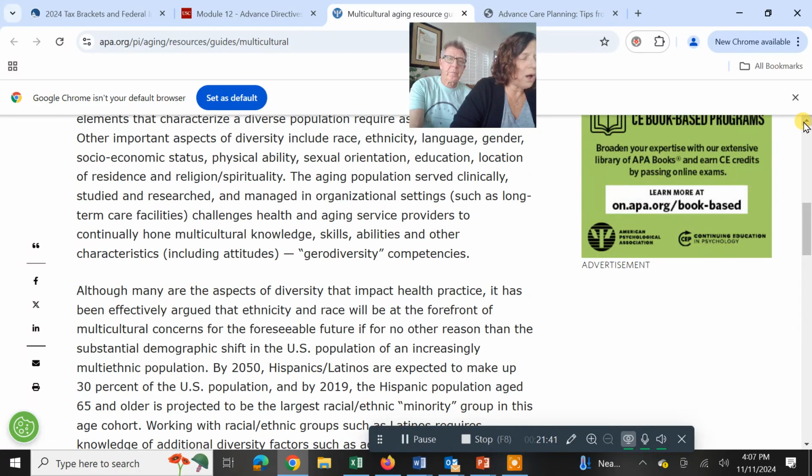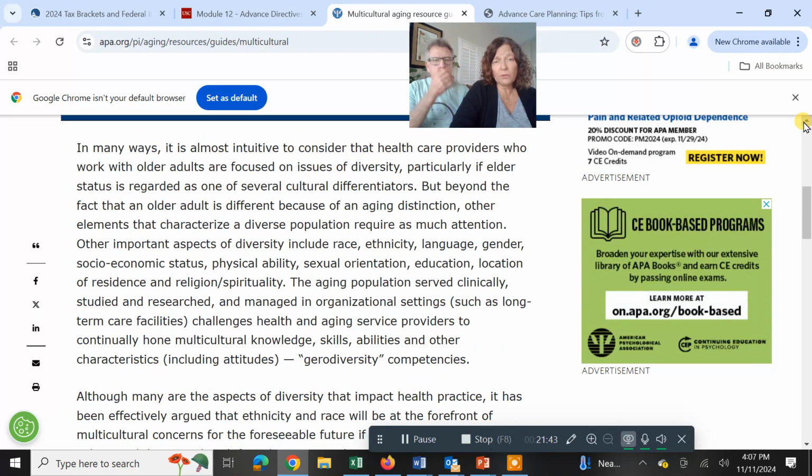So we need to also think about our LGBTQ plus community. For a lot of people that are our age, so 60s and 70s and 80s, they came of age before gay marriage was legal. So they may not have had the advantage of forming that family. A lot of them are growing older with less support from their families. They may not have children. And they may have difficulty finding housing that's friendly to the LGBTQ plus community.